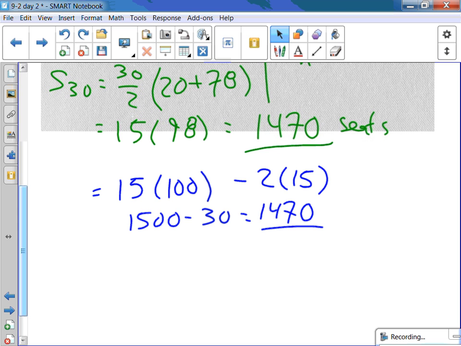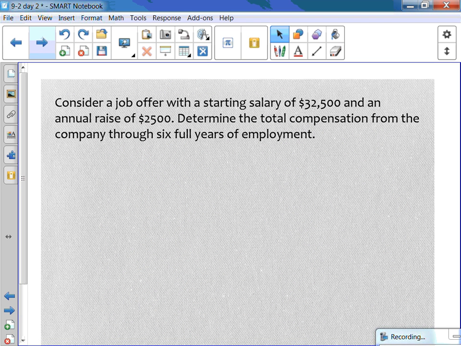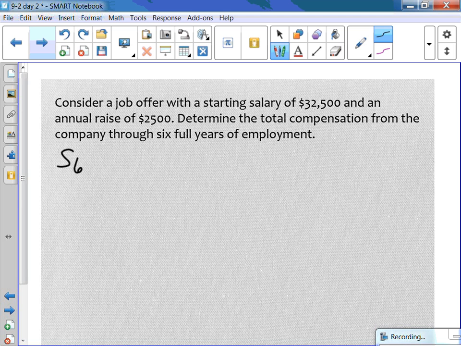Question. Here we want to consider a job offer, starting salary of $32,500, annual raise of $2,500. Determine the total compensation for 6 years of employment. Again, what are they asking us for? Mario said they are asking us for adding up each year. Not just what we are getting in the 6th year, but adding up years 1 through 6. That's what they're asking us for.